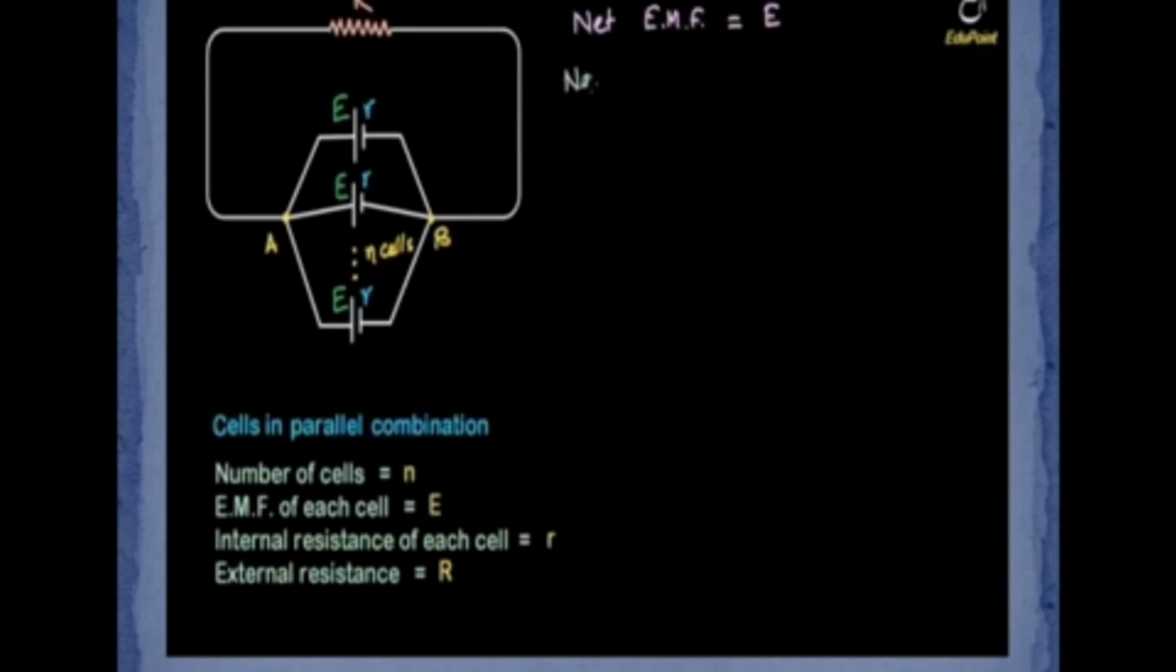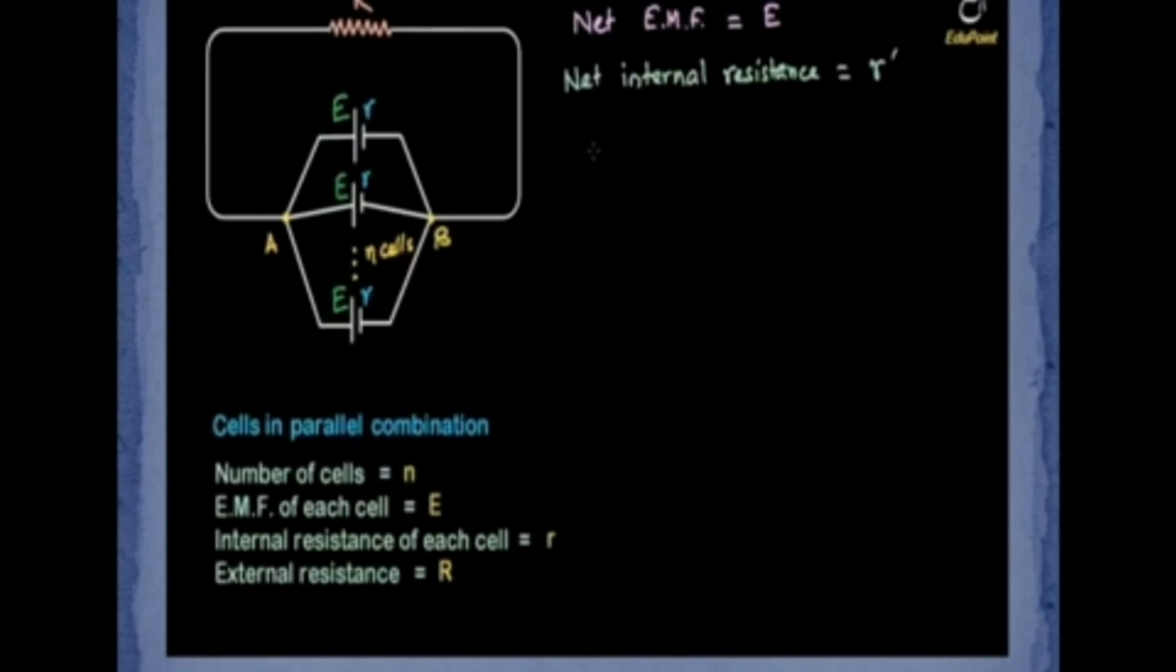Then next one is the net internal resistance. So internal resistance is taken as r. Net internal resistance means we are connecting n number of cells. So r is the internal resistance, and we are connecting n number of cells. So E1, E2, like that it will go up to En. N number of cells are connected.